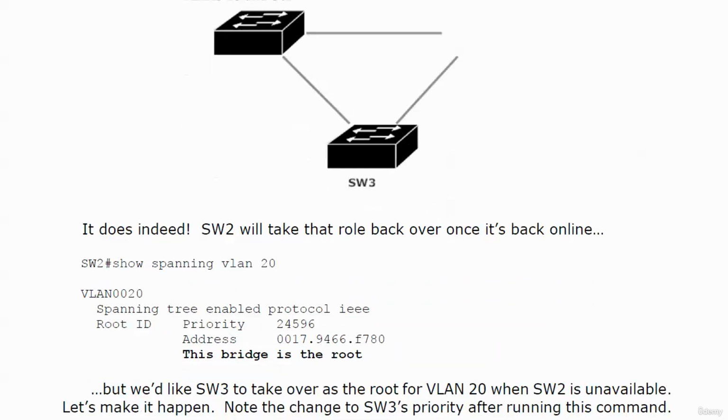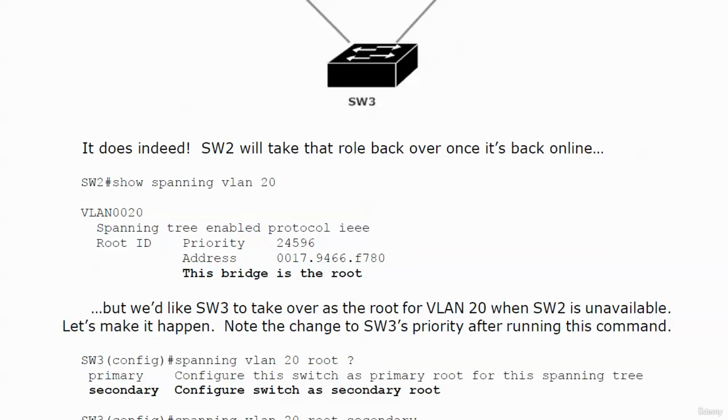So what if I wanted switch 3 to take over as the root for VLAN 20 when switch 2 is unavailable? Can I do that? Sure I can. We know we can do it with a secondary command, but we want to prove it. So what I'm going to do right now is pause the video while switch 2 continues to boot, and once it does, I'll pick it right back up and we'll continue right here.